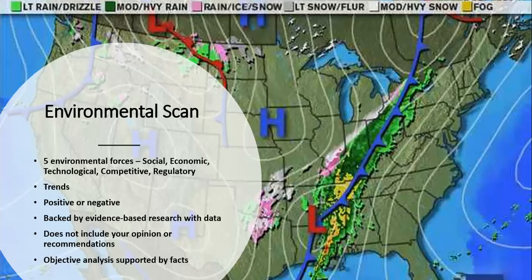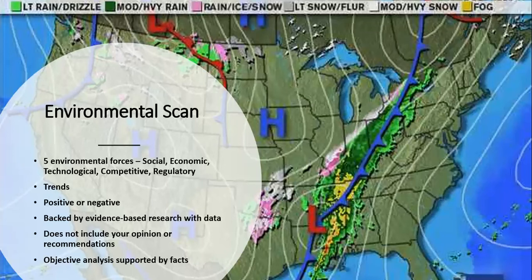It's like the weather. Companies, organizations have no control over the weather, but they must pay attention to it because it can have an impact on the organization. And those impacts can be positive or negative. There are 5 environmental forces that we want to look at. There are social changes, economic, technological, competitive, or regulatory. These are trends that are occurring over time. They can benefit an organization or they could be a threat to an organization.